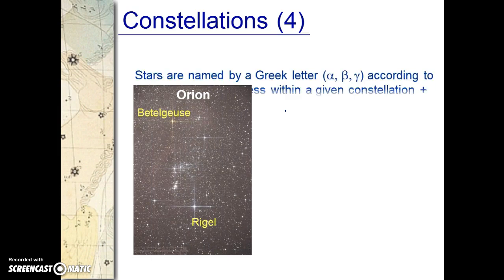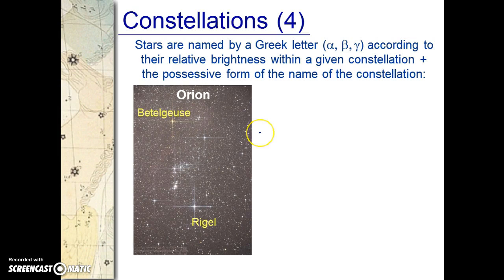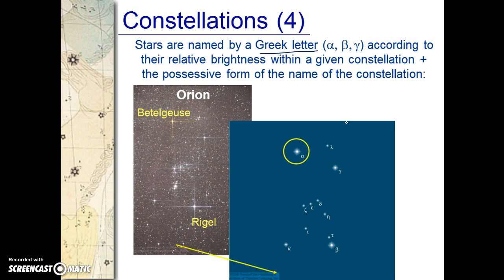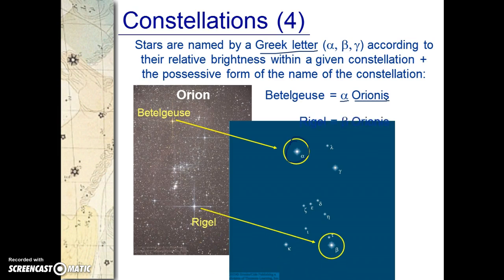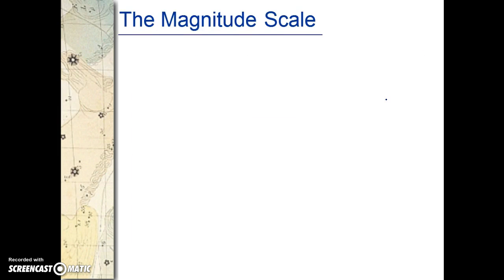All right, so for constellations, we need to name the brightest stars in the constellation. They're given a Greek letter according to their relative brightness, and then the name of the constellation after it. So the brightest star in Orion is Betelgeuse, which is here, and it would be Alpha Orionis, because it is the brightest star. Betelgeuse is Alpha, and then the beta is Rigel. Rigel is Beta Orionis because it is the second brightest star.